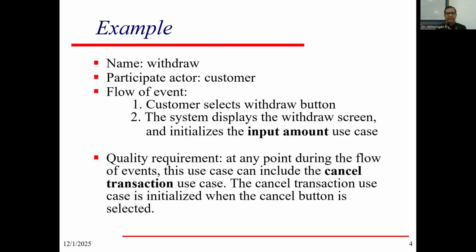And the participating actor is, of course, the customer. Whenever a person holds an account in the bank, only then can he be a customer. So I cannot put that as a normal human being or normal people or normal name or anything like that. I have to name it as customer only. And then the flow of events is nothing but: the customer selects the withdraw button, and the system displays the withdraw scheme and initializes the input amount use case.